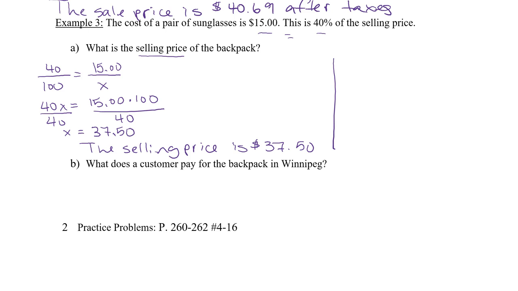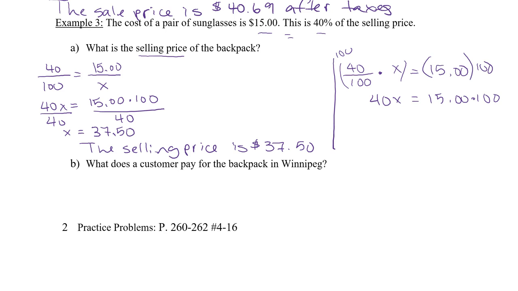It probably is always, but anyway, we could say 40% of the selling price, which is x, is equal to $15. Now we're going to have to do the same things we did here before. This is 40 times x, divide by 100, so we're dividing by 100, so 40 times x. We're going to multiply both sides by 100, so 15 times 100, and then you can see we're exactly where we were before. Okay, so we multiply that by 100, we multiply that by 100, and we're exactly where we were.